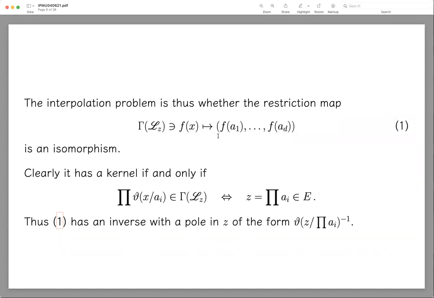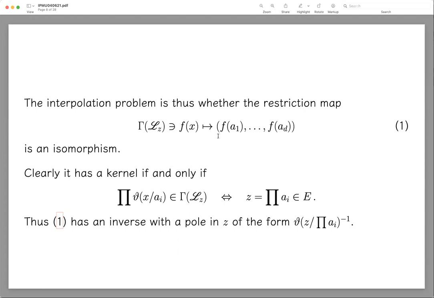And so then the interpolation problem is the restriction map. If I have that set and I'd like to restrict it to the points a1 through ad, the question is whether this map is an isomorphism. Since it's a map between two vector spaces of dimension d, it's an isomorphism if and only if its kernel is empty. And what could be in its kernel? Well, if something is in the kernel, it means a function vanishes at all these points ai, and so it has to be some constant multiple of the product of the theta function of x over ai. And so this happens if and only if the product of the ai is in fact z.